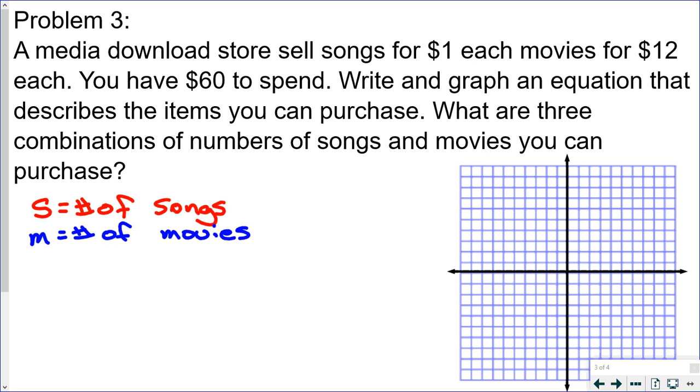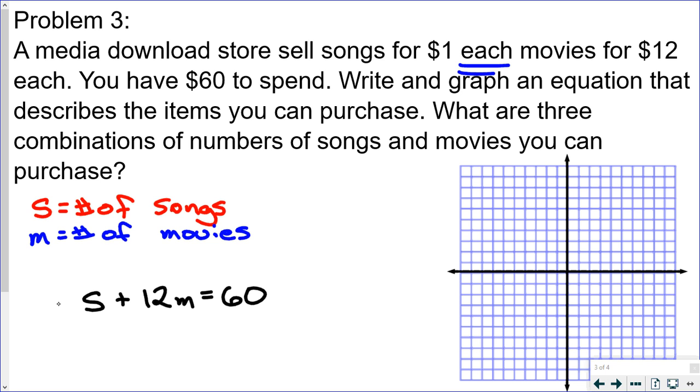When you see this word "each" here, that usually means multiplication. So what you're doing is multiplying the number of songs times $1, and multiplying the number of movies times $12. So our equation is going to be the number of songs times 1, which is S times 1, the same thing as S, so I'm not going to put the 1, plus $12 times the number of movies equals $60.